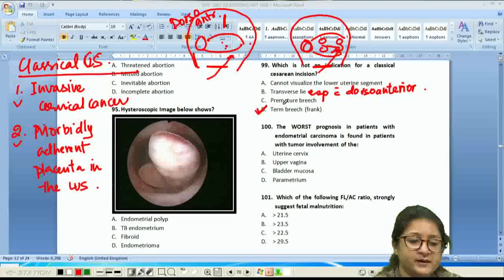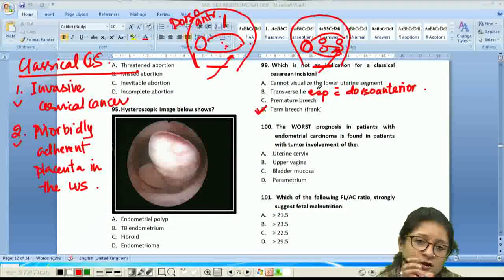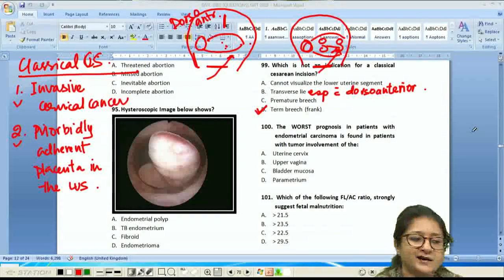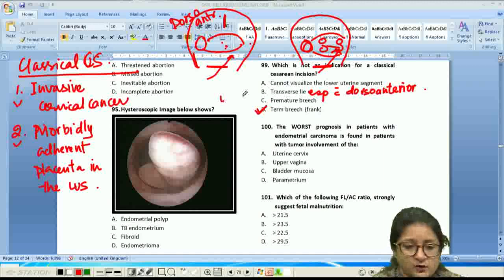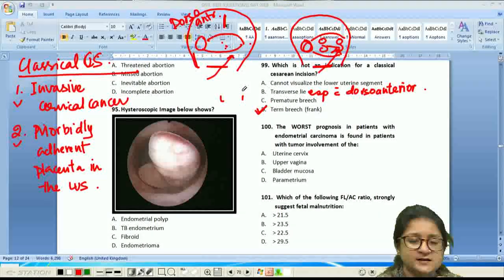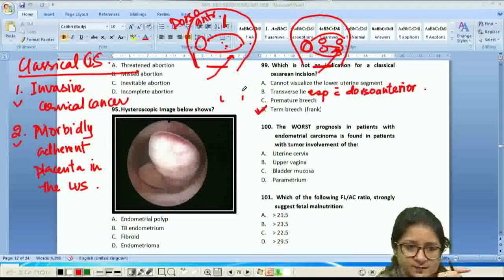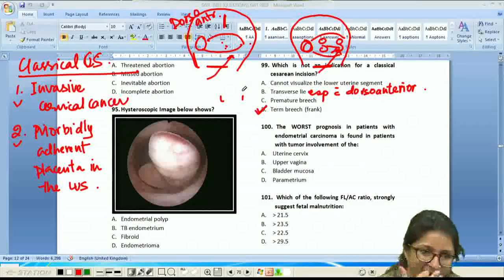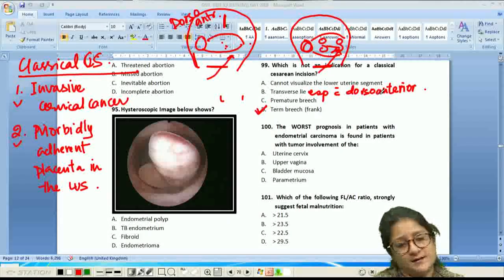Why? Because in a preterm breech, what can happen? The lower segment might not be formed at all. So when the lower segment is not formed at all, then we have no space to give a transverse incision. Alright, because of lack of space to give a transverse incision, we might need to give a classical incision.